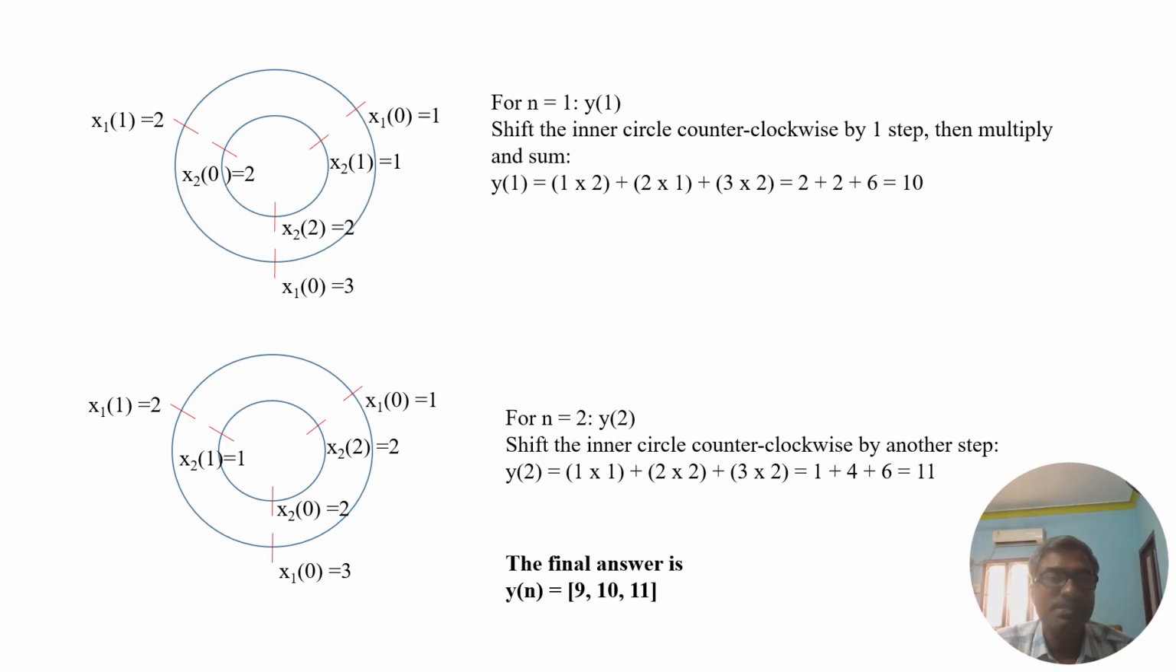In a similar way, in the second step, we fix the position of the outer circle, and we rotate the inner circle by one step in the anti-clockwise direction, and multiply the correspondingly positioned samples. Then we will get the value of y of 1. Here the value of y of 1 is 1 into 2 plus 2 into 1 plus 3 into 2 equal to 10. Similarly, in the third step, we rotate the inner circle by another step in the anti-clockwise direction. Then we multiply the correspondingly positioned sample values. Then we will get y of 2 equal to 1 into 1 plus 2 into 2 plus 3 into 2. The final value is 11. So the total value of y of n equal to 9, 10, 11.